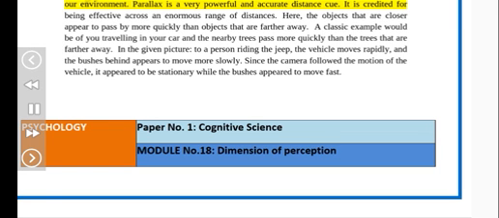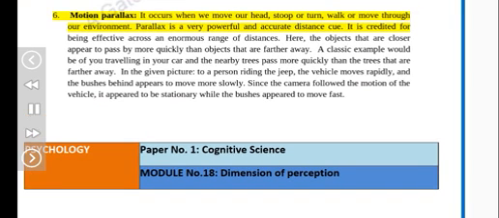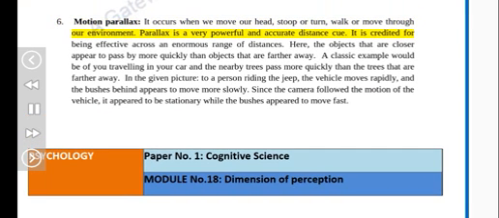6. Motion parallax. It occurs when we move our head, stoop or turn, walk or move through our environment. Parallax is a very powerful and accurate distance cue. It is credited for being effective across an enormous range of distances. Here, the objects that are closer appear to pass by more quickly than objects that are farther away. A classic example would be of you traveling in your car and the nearby trees pass more quickly than the trees that are farther away.